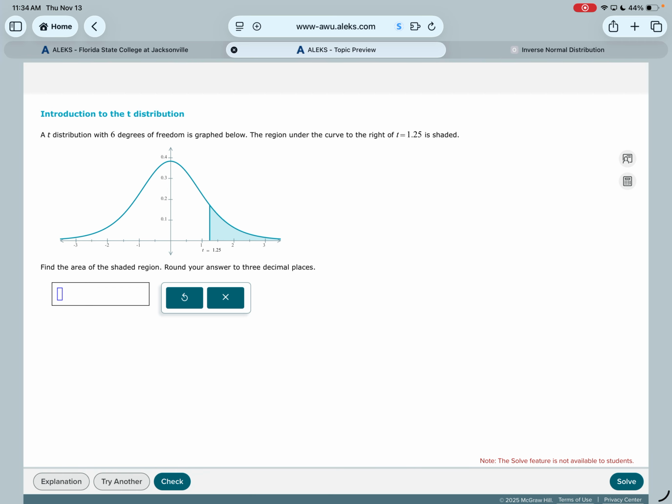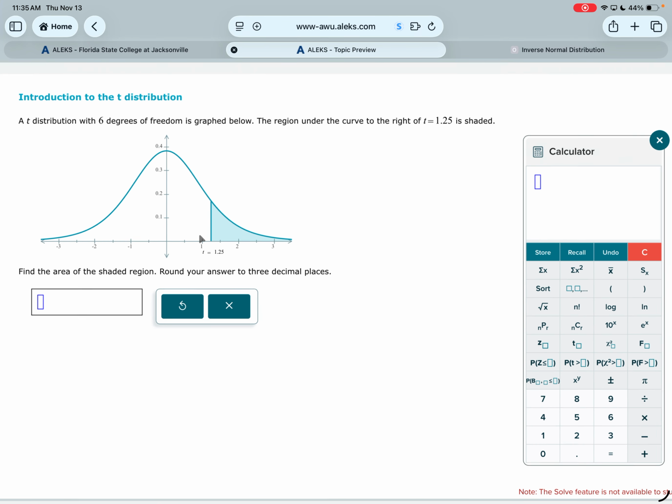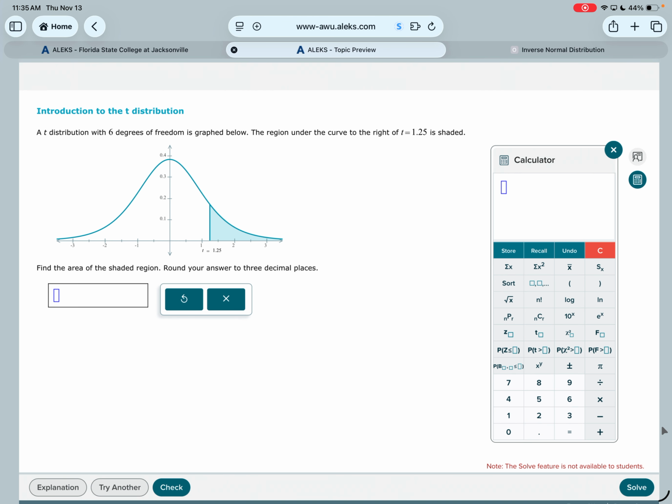But I just want you to know, when you see something about a T, it's like the Z. It's like a Z-score and T-score, okay? They work the same way. The T-score is technically used when N is less than 30, but in your brain, it should do the same thing, okay? So when I do this, it says T equals 1.25 to the right. So I'm going to use the T, 1.25.